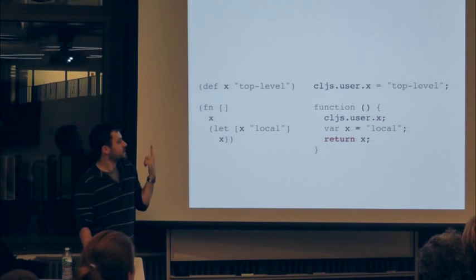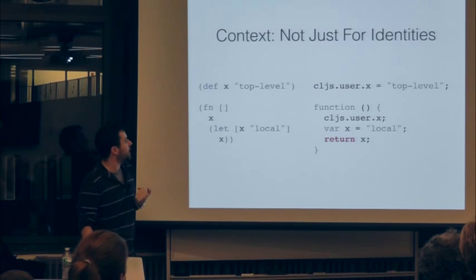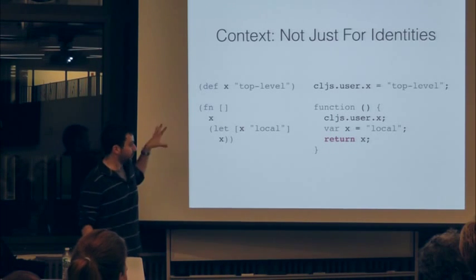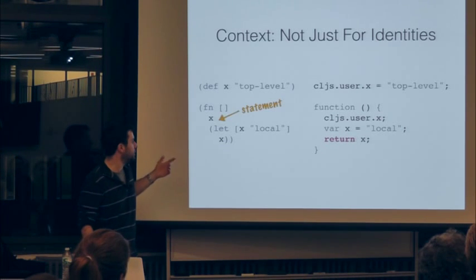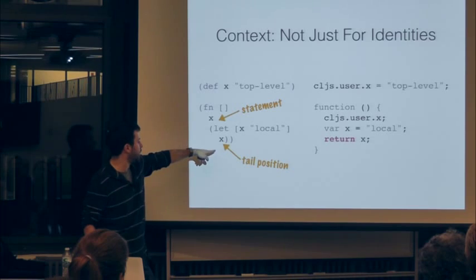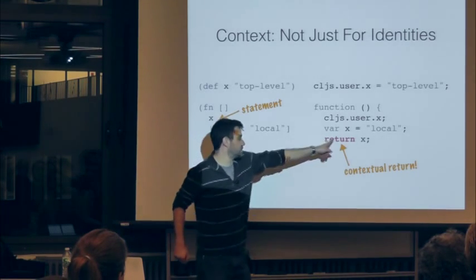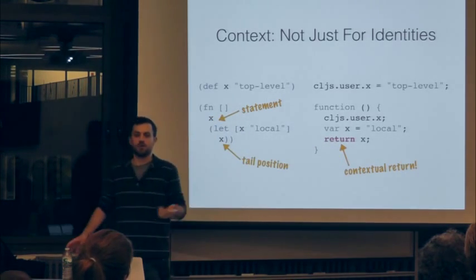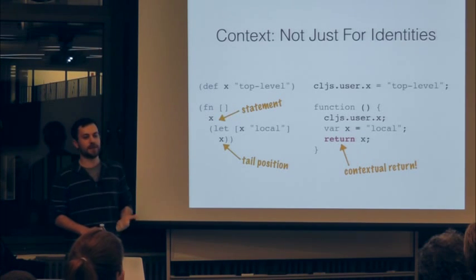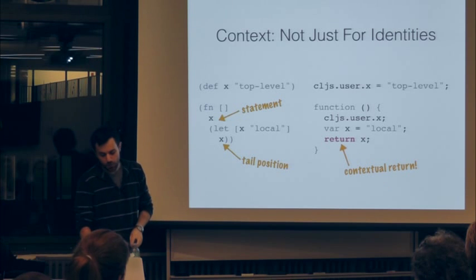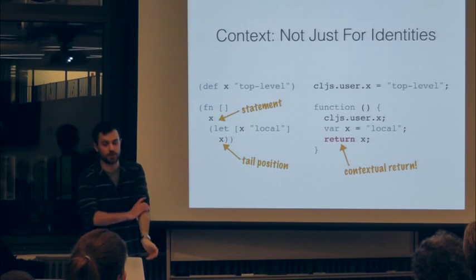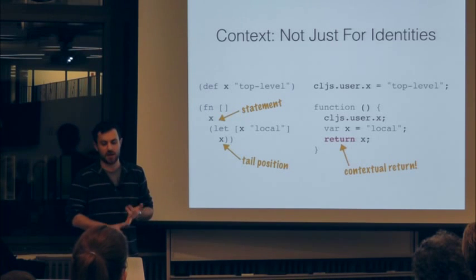But context is not just about identities. There's other context that takes place in this compiler situation for this particular example. This one's a statement, and this one's in tail position. And so therefore, because this is in tail position, we need a return, right? So it's really, really important that you think about context when you think about trees and working with trees, identities and context.